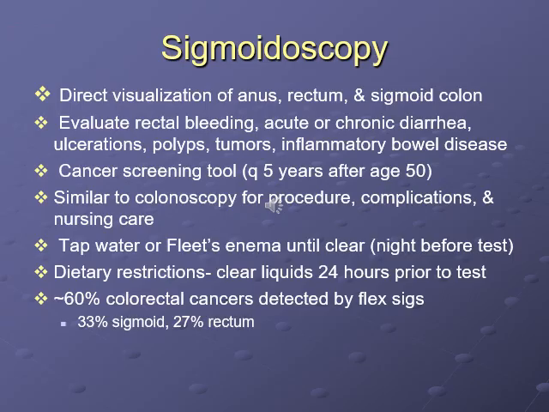So for a sigmoidoscopy, it's basically all of the same things as a colonoscopy, except it's less extensive, and they're only looking at the lower colon, the anus, the rectum, and the sigmoid colon. So they're still evaluating for the same things, polyps, tumors, etc. Again, this is the cancer screening tool that will be once every 5 years. This will alternate with the colonoscopy where they're doing the full thing.